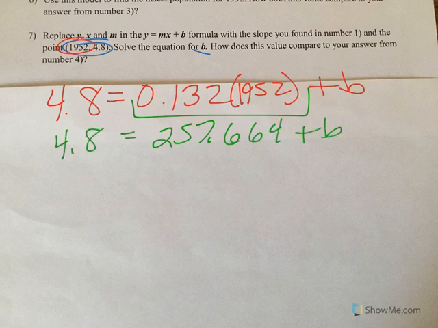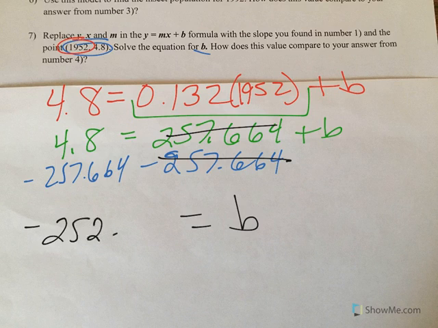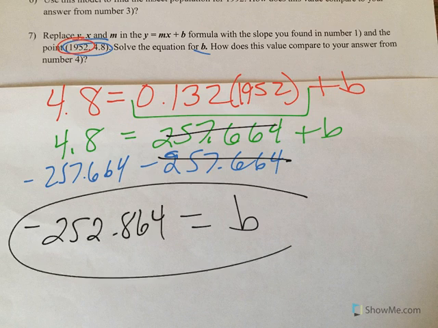And we want to get b by itself, excuse me. So we're going to subtract the 257.664 because these will cancel out. I'm just left with b. And when I subtract, I get negative 252.864, which is the exact same y-intercept we found using the other point. So because they're linear, it doesn't matter which point you use, you would get the same answer either way. And that's two different ways to solve the same linear equation problem.